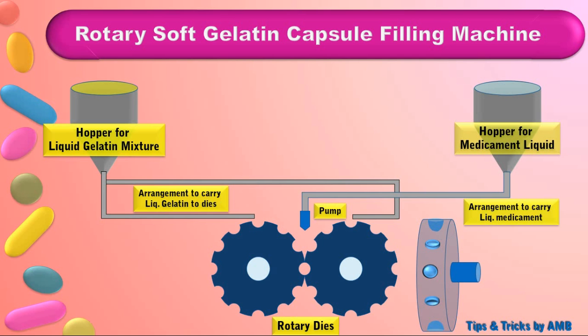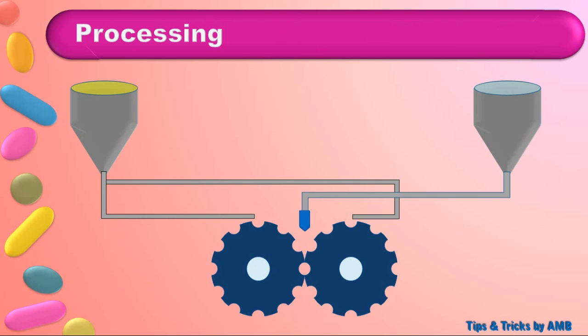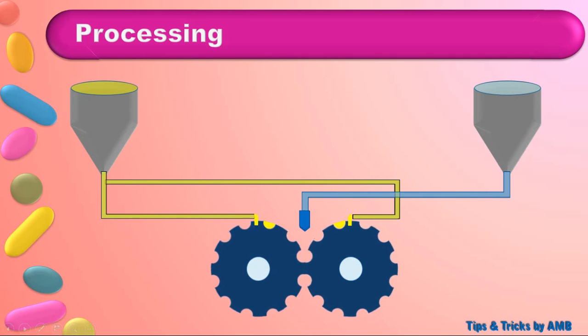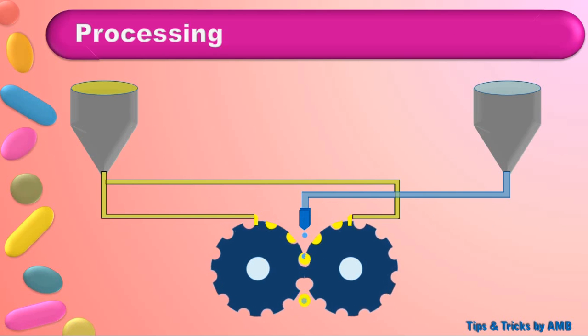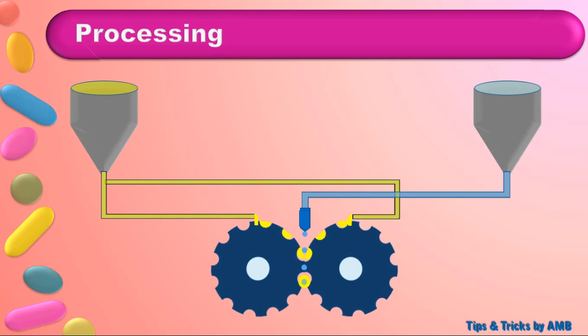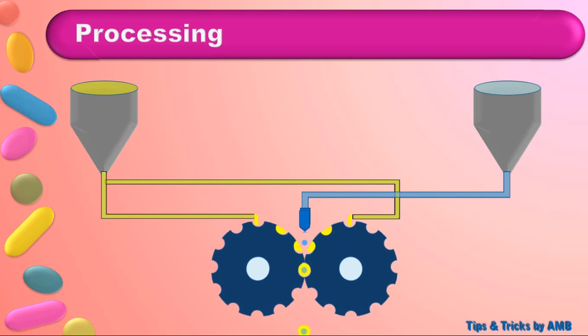Now we have to discuss how processing of the rotary soft gelatin capsule filling machine takes place. From the gelatin hopper, hot liquid gelatin is transferred to the two rotary dies through two pipes in the form of gelatin ribbon. At the same time, liquid medicament is transferred to the pump through the pipe. Each die forms a half of the shell of soft gelatin capsule. Each half moves towards the other because of the opposite movement of the dies. A predetermined dose of medicament is introduced into the capsule with a stroke of the pump.